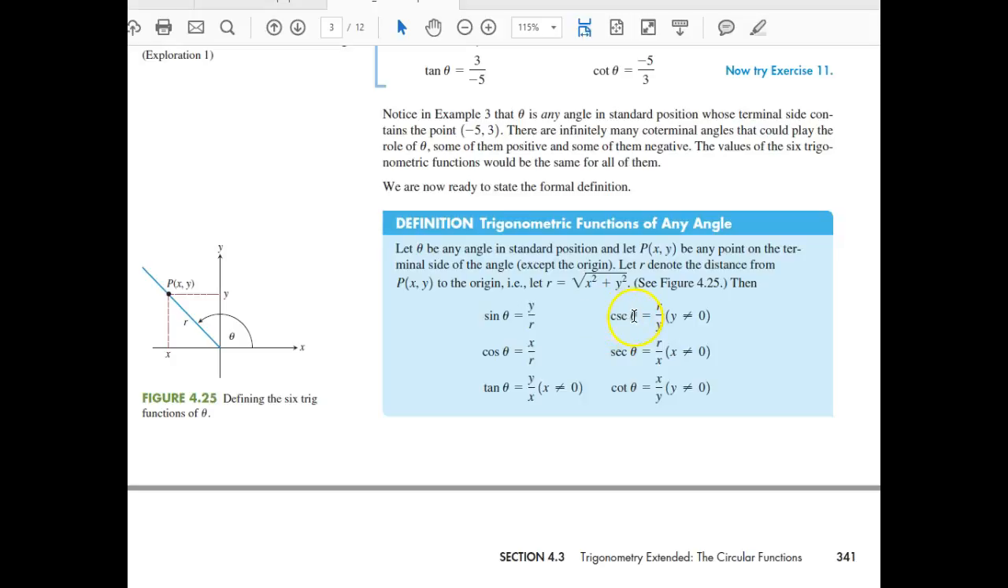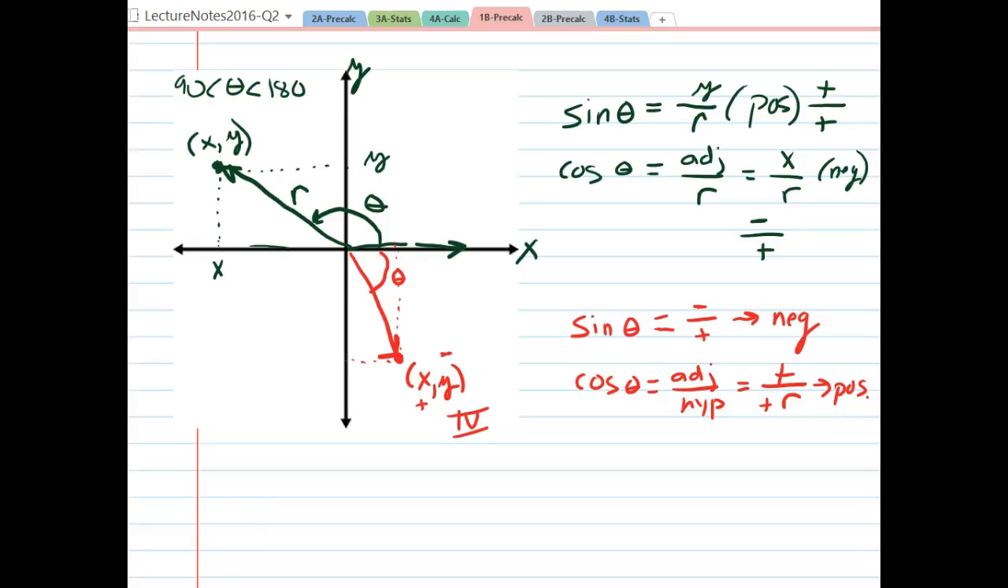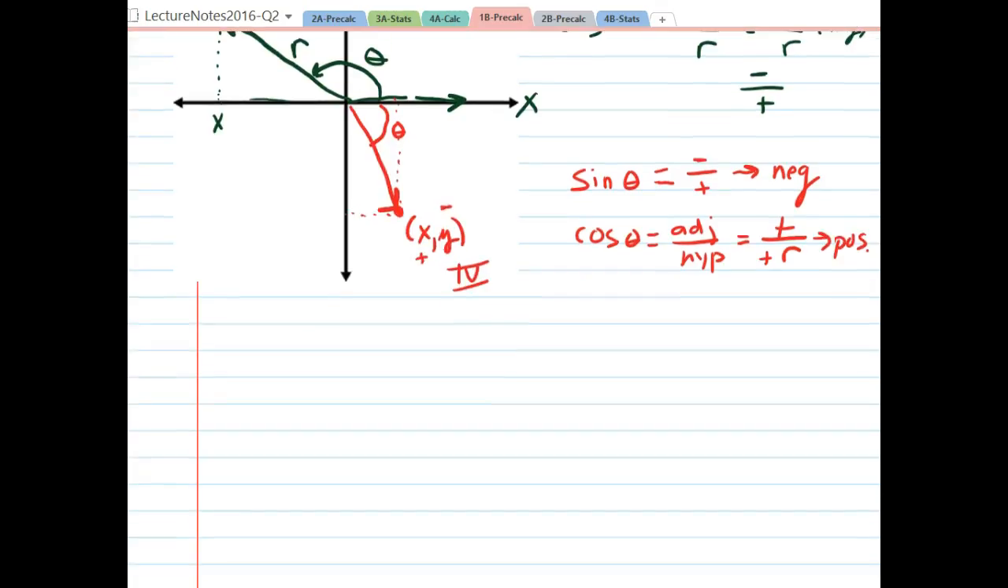And so sine is always going to be the y coordinate over the r value. The inverse, which is the cosecant, would be the flip of that, r divided by y, assuming we're not along the x-axis where y would be 0. And then cosine is going to be the x coordinate divided by r. And tangent would always be the y value divided by the x value. So we could extend this to any point that happens to be in the xy plane.